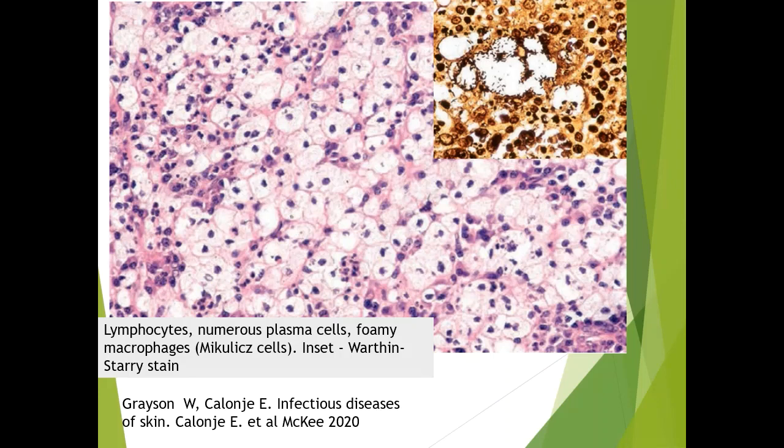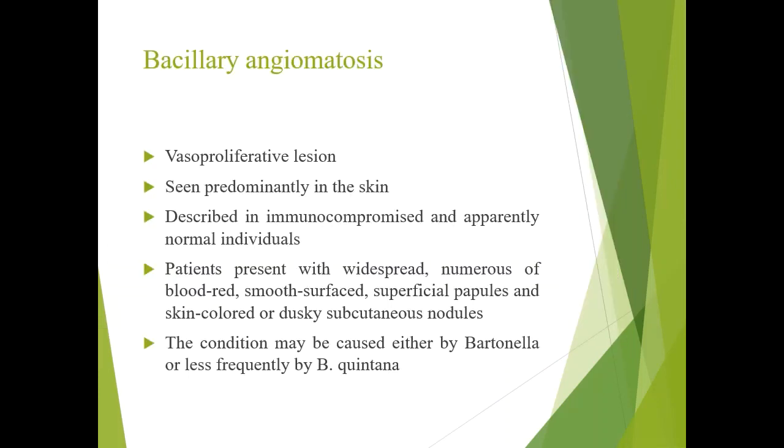Bacillary angiomatosis. It is a vasoproliferative lesion seen predominantly in the skin. It is described in immunocompromised and also in apparently normal individuals. Patients present with widespread, numerous blood-red, smooth surface, superficial papules, and skin-colored or dusky cutaneous nodules. The condition may be caused by Bartonella henselae or less frequently by Bartonella quintana.